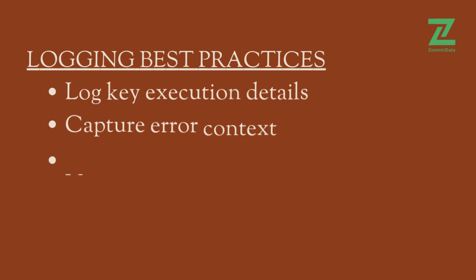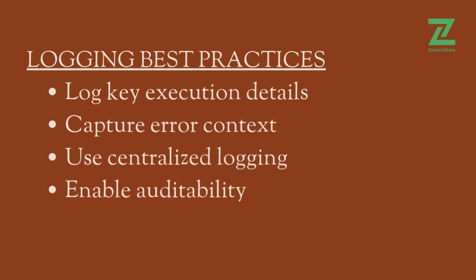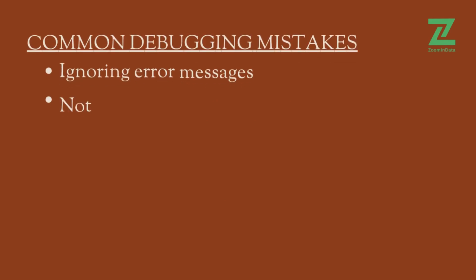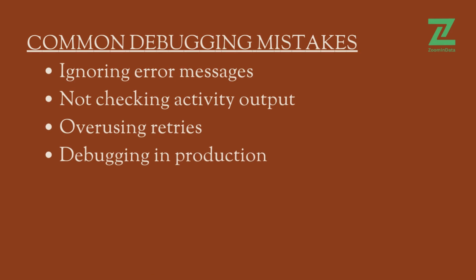Good logging practices make debugging much easier. Always log key execution details and error context. Centralized logging improves visibility and auditability in large projects. Many issues persist because error messages are ignored. Always inspect activity output carefully. Avoid excessive retries and never rely on debug mode in production.